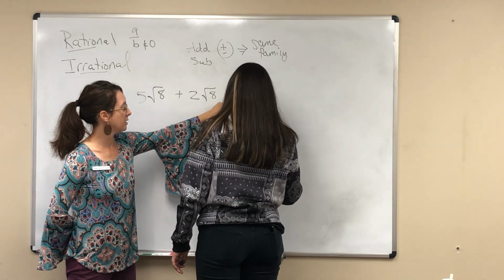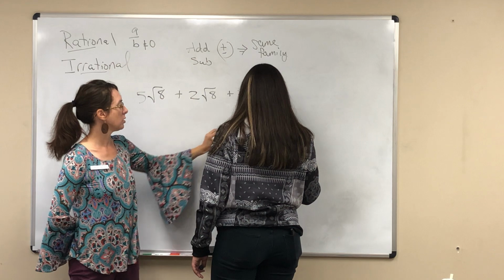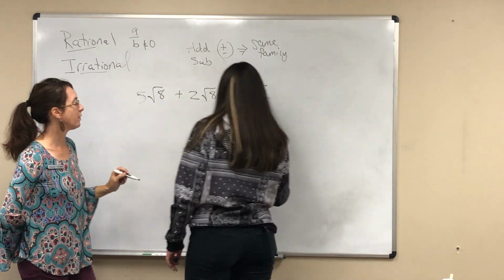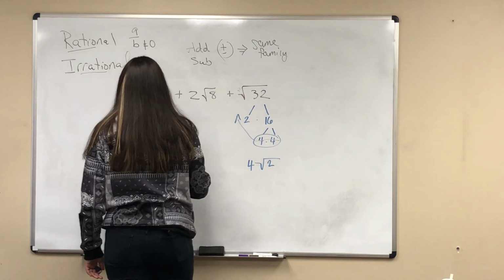Your square root sign. And what's left? What's left over? Because you use those. 2. Perfect. So do the same thing to these. Let's simplify those.